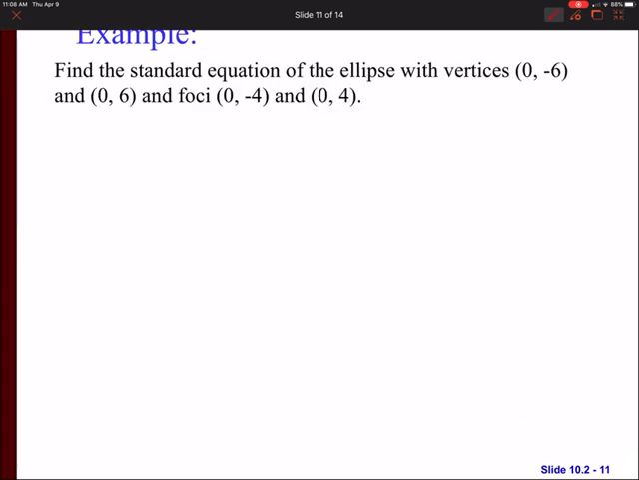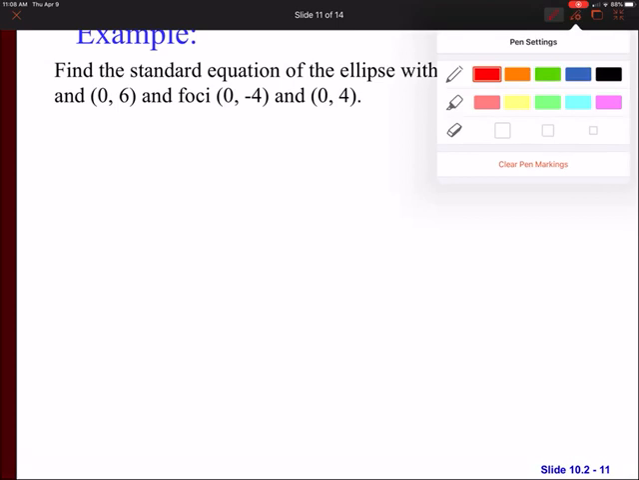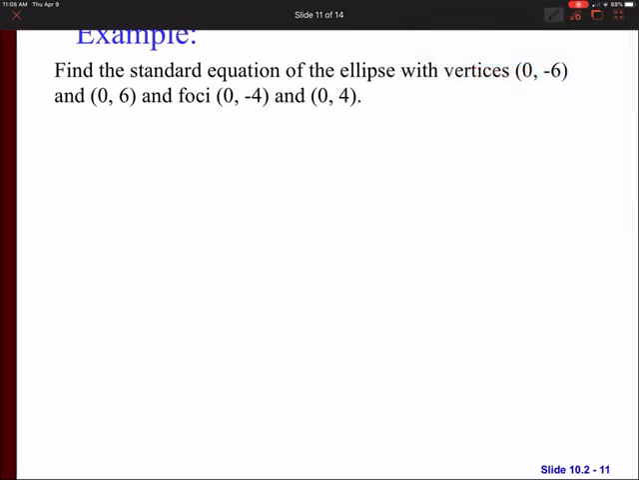All right, let's take a look at one more example like that. Now this one has a major axis vertical, so I wanted to show you an example of each. Just find the standard form equation of the ellipse with vertices of (0, 6) and (0, -6), and foci (0, 4) and (0, -4). So let's go ahead and build a quick sketch of the ellipse so we can see what we're looking at.